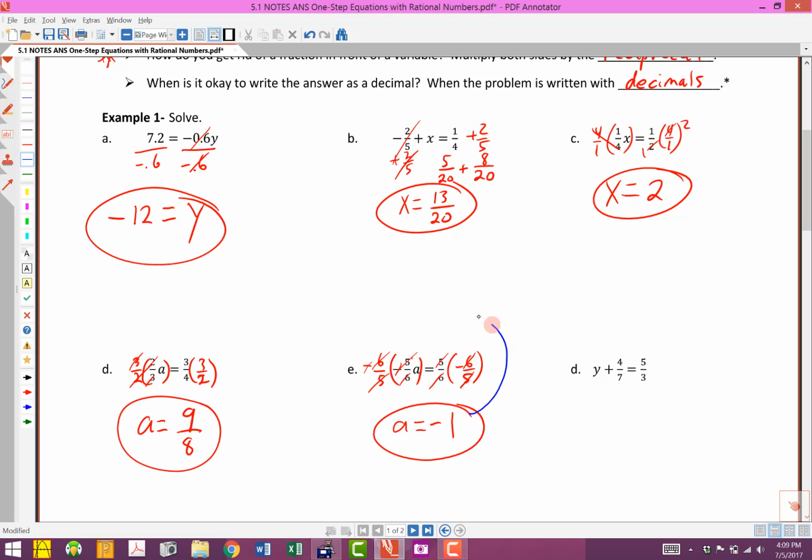And feel free also, we haven't done this in a while, but feel free to take any one of these and plug them back in and check and see if they actually work. So if you take each one of these numbers and plug them back into the equation, do the two sides actually equal each other? They will. It'll work out that way.